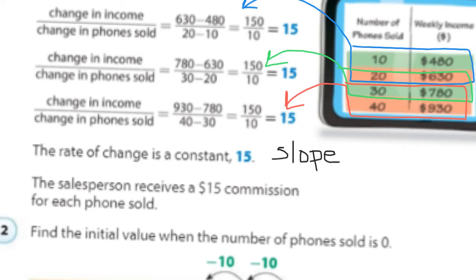So that's also considered the slope. And $15 represents the amount of money that's paid to the salesperson for each phone sold. So if the salesperson sells 10 phones, they receive $480. Part of this money is going to be the weekly salary. Part of this money is going to be the profit from 10 phones.